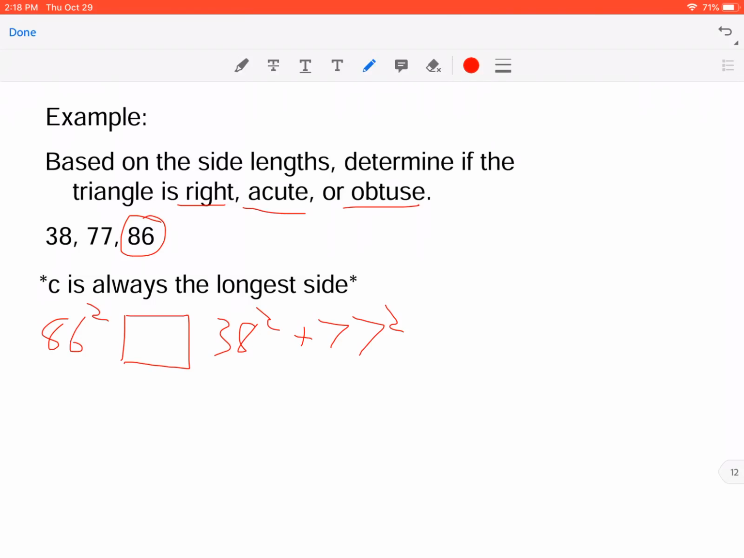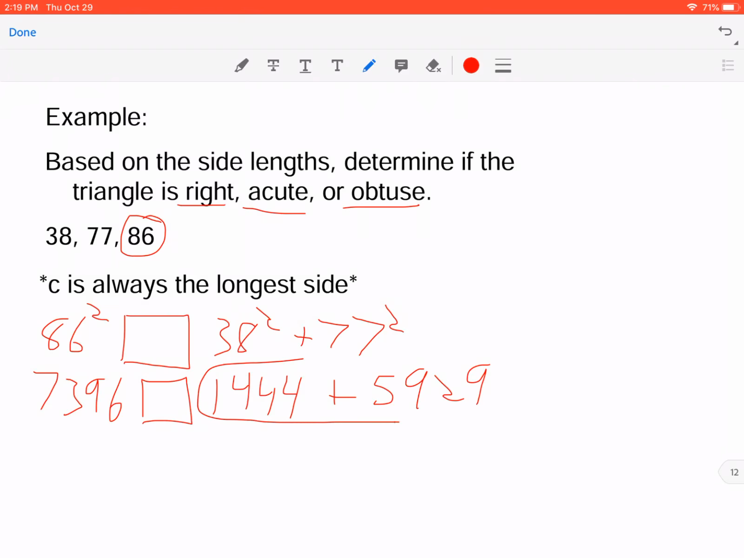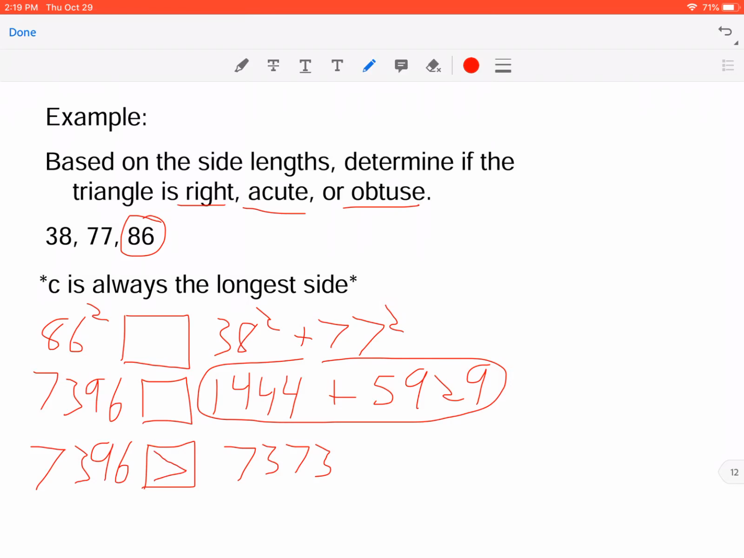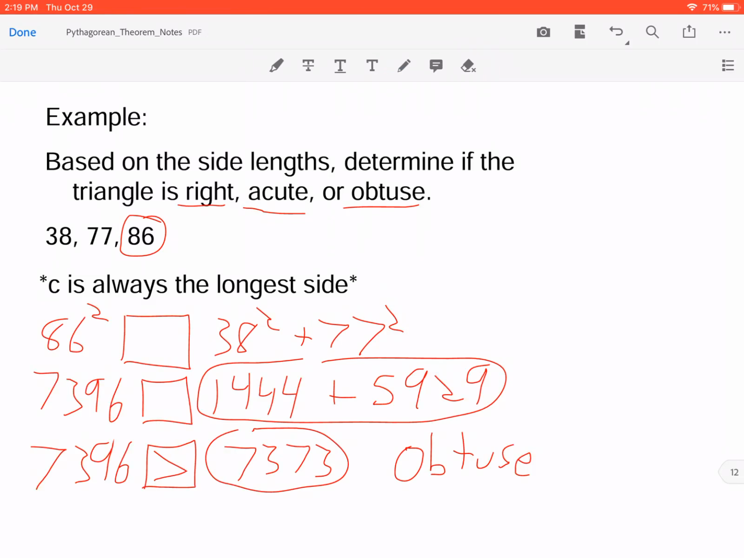Okay? And again, I'm working them out here. You guys make sure you have a calculator when you do these. 86 squared is 7,396. 38 squared is 1,444. 77 squared is 5,929. Add these two together and see how it compares. So when you add these two together, you get 7,373. And again, how does it compare to c squared, which was 7,396? 7,396 is greater than this number, so if it's greater than, it must be obtuse. You don't need to draw the triangle to figure these out, okay? All right.